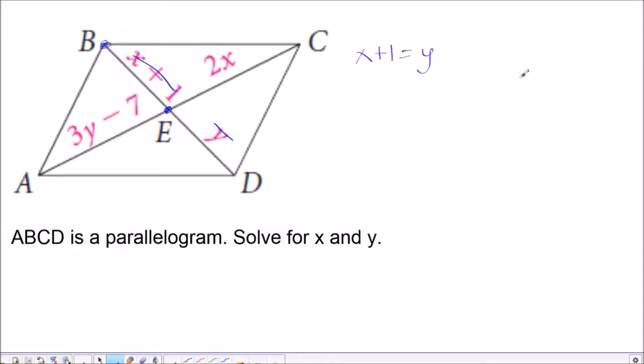Now I'm going to pick on 3y minus 7. 3y minus 7. What's the same as 3y minus 7? Same as this length? That would be this length over here. So that's equal to 2x. Now, notice that both of these equations, each one of them has x and y. They have 2 variables, and that makes this a little bit more difficult.